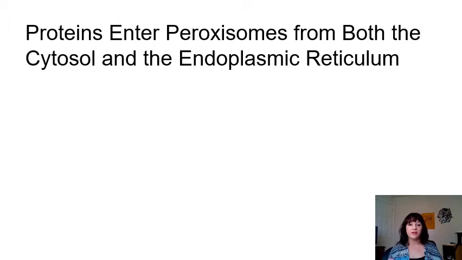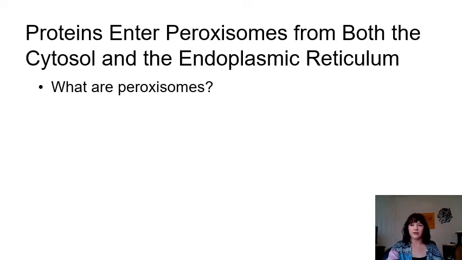Peroxisomes are a unique situation. Proteins can enter the peroxisomes from both the cytosol or the endoplasmic reticulum. So you can have ribosomes that are floating in the cytosol and also ribosomes on the surface of the endoplasmic reticulum, and so there are proteins that are needed in peroxisomes from both locations. Before we get into that, let's talk about, first of all, what are peroxisomes?